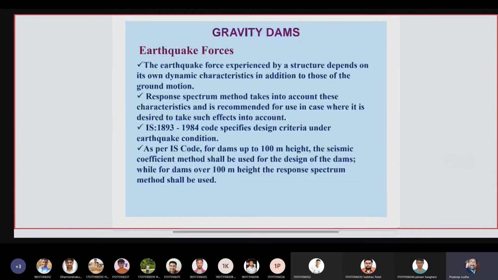Now the IS code defines, in terms of gravity dams, that we could design the dams in two categories: those below 100 meters and those higher than 100 meters. So there are two methods adopted. One is the seismic coefficient method, and the second is the response spectra method. The difference between the two is that the seismic coefficient method of 1893 for gravity dams doesn't take the response of the structure into consideration.